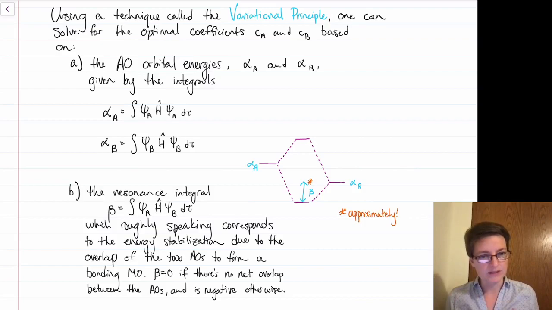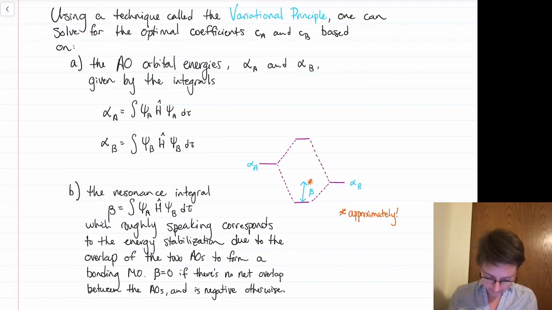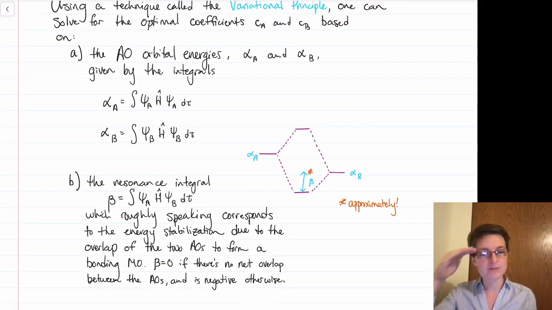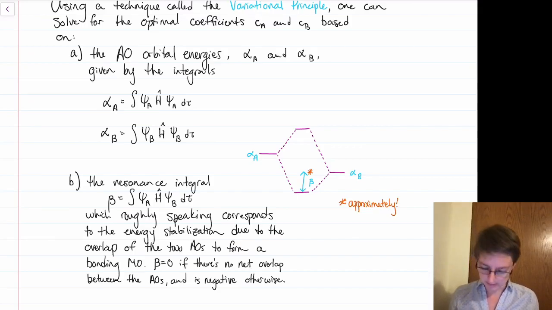There's a couple of limits that are good to know for this resonance integral. One being that if the two atomic orbitals don't overlap at all, or don't overlap in such a way as to lead to a net constructive or a net destructive interference, then beta is going to equal 0 because there's no net overlap between the atomic orbitals. Otherwise, because beta refers to a stabilization, you can expect beta to be a negative number.